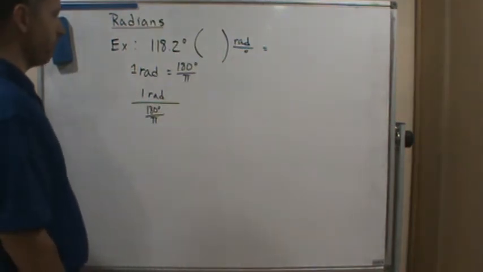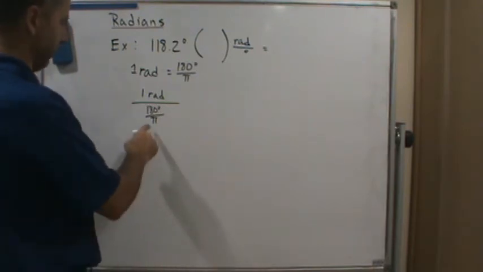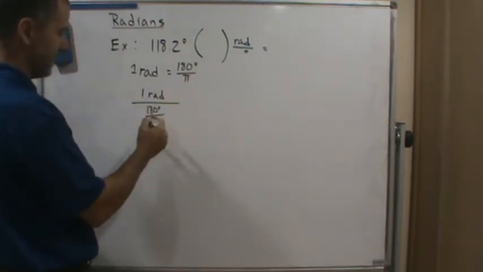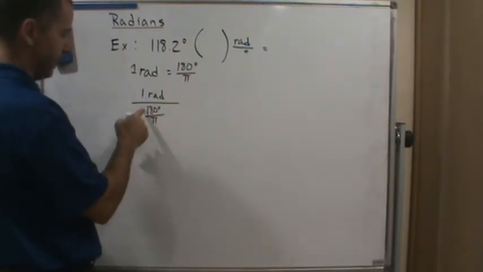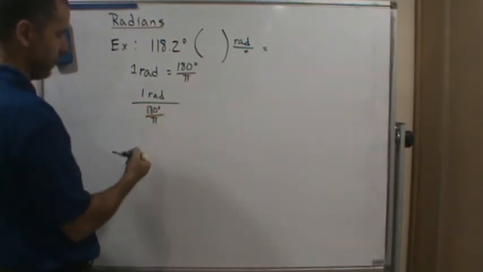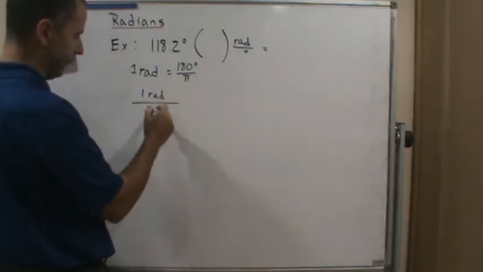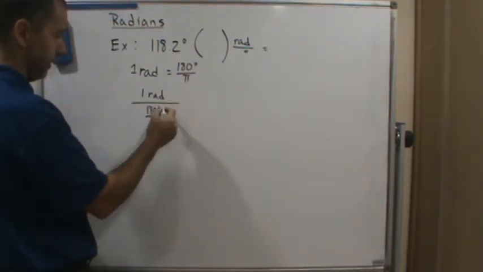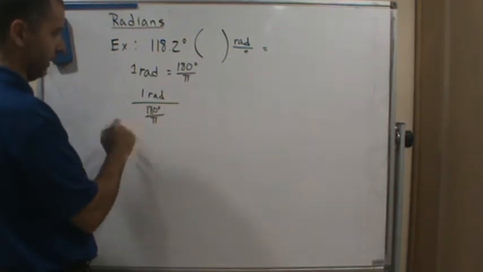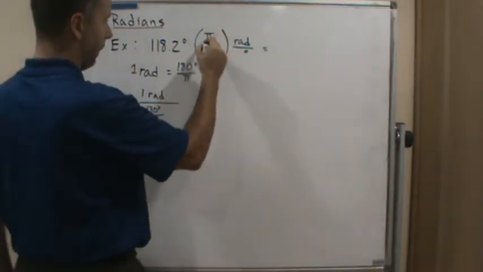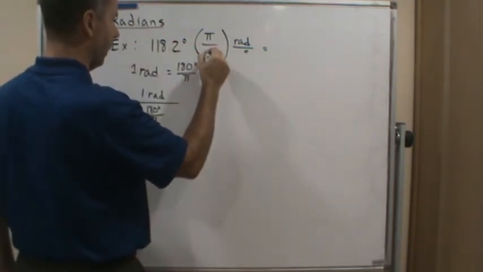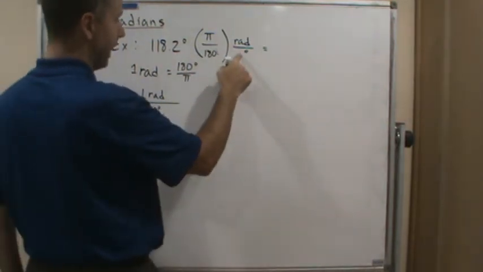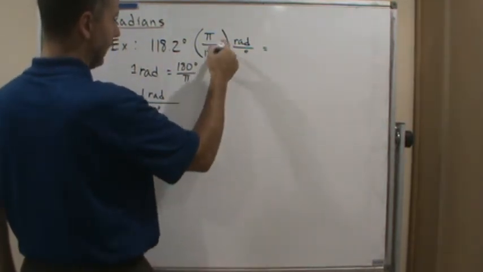Well, what does this mean? I'm going to multiply by this, but that's the same as multiplying by pi over 180, because I'm going to flip this, right? Instead of dividing, I can write this as a multiplication, if I write multiplication of the reciprocal here. So I'm going to do pi over 180 degrees, right? So now I've got the degrees on the bottom, right? And I've got radians on top.